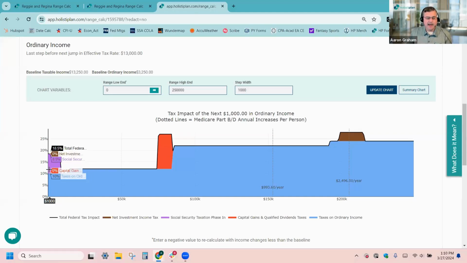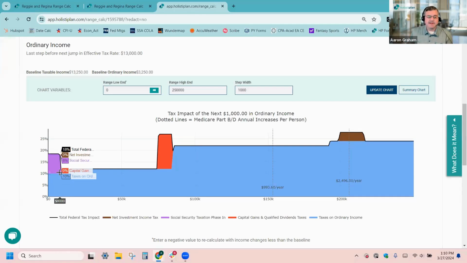What this is telling us is that as we add additional ordinary income to Reggie and Regina's scenario, more and more of their gross Social Security benefits become eligible for taxation. If you remember, under the rules around taxation of Social Security, it can be anywhere from 0 to 85%. When this purple area ends on the graph, that doesn't mean they're no longer taxed on Social Security benefits. What this is telling you is that the next incremental addition of ordinary income does not incur any additional phase-in of Social Security taxation.